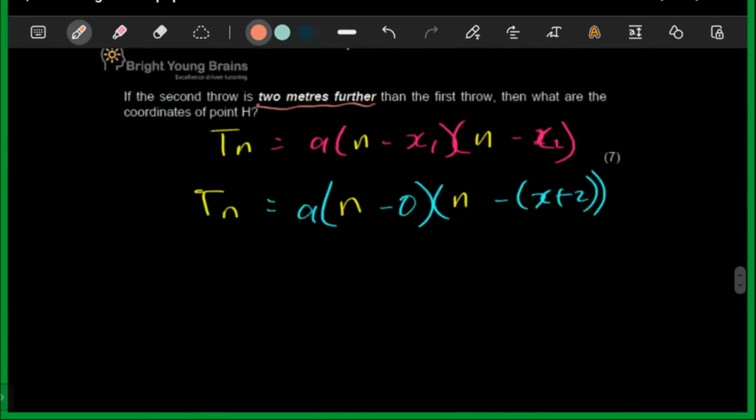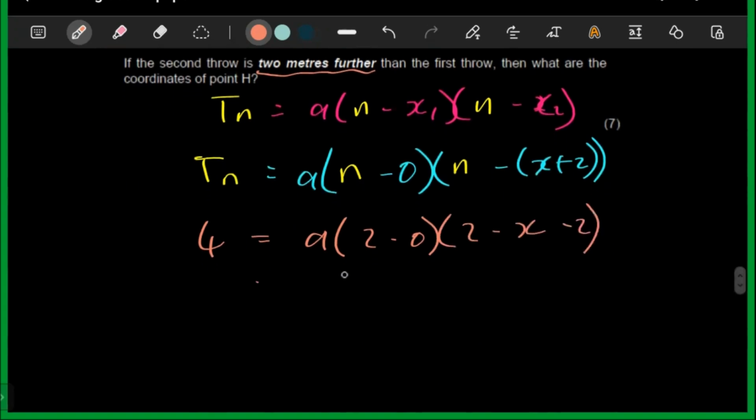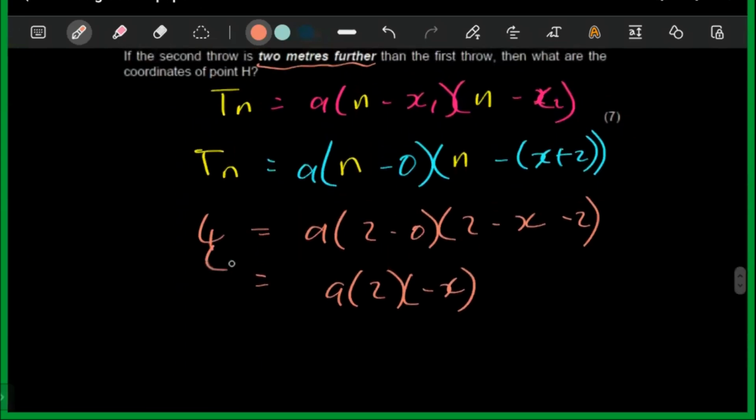So 4 equals a, 2 minus 0, 2 should multiply the negative. That's like negative x, negative 2. 2 minus 0 is just 2, right? So this is like a times 2. 2 minus 2 is 0, so you have minus x here. But that's what we are getting.